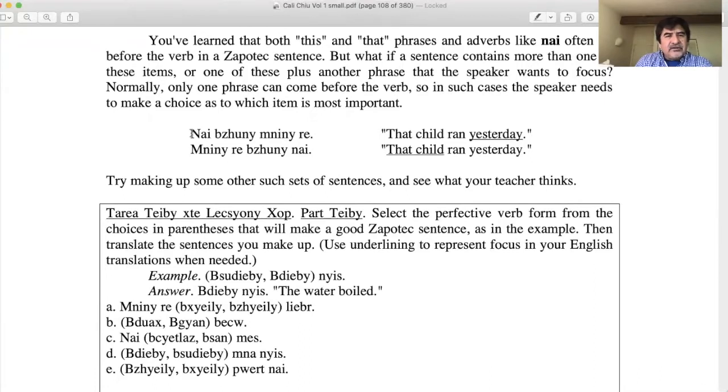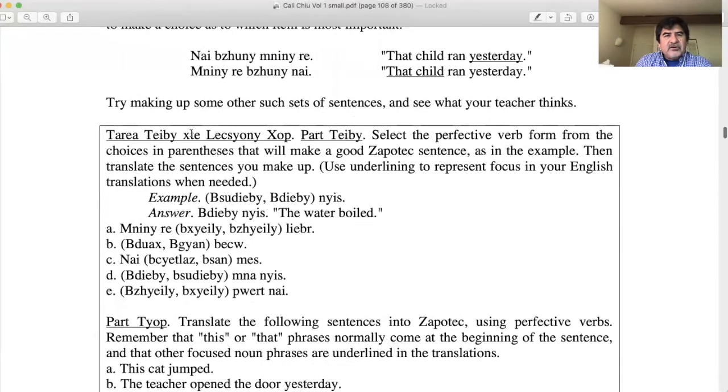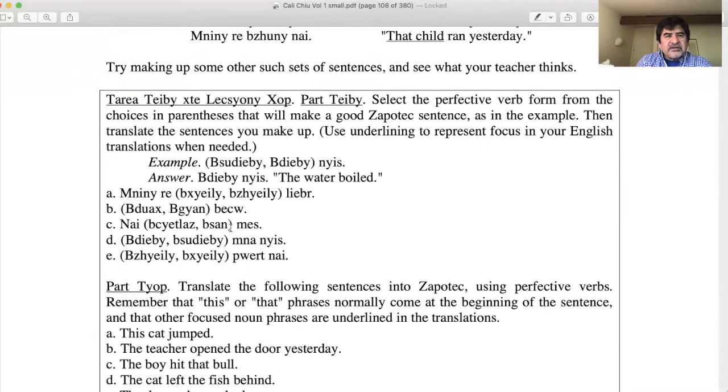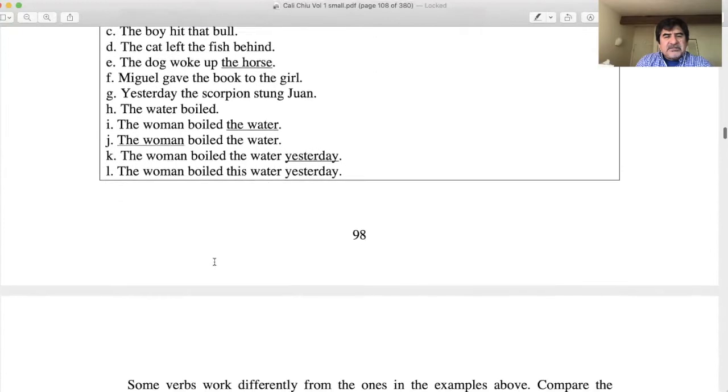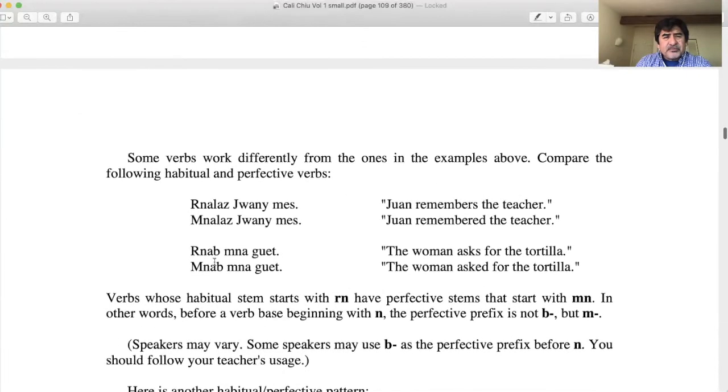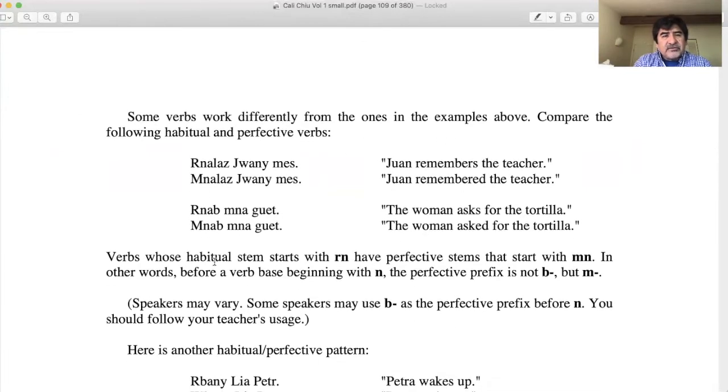All right, so now we have your first homework. So do your homework. It's right here. So tareate selección shop. Okay, so it has two parts. In the meantime, I'll continue with more sentences here.